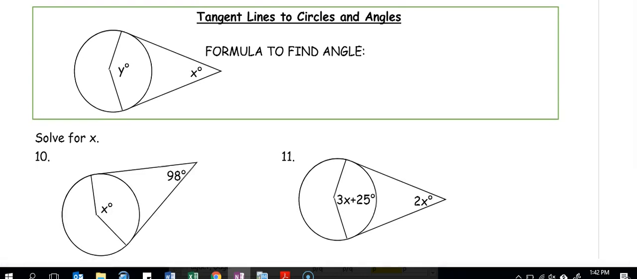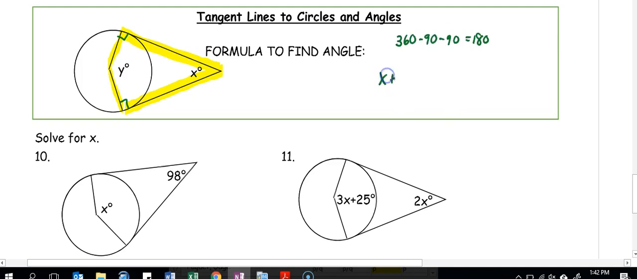Tangent lines and circles. So as we talked about earlier, a radius drawn to a tangent line creates a right angle. So in a four-sided figure, which is the quadrilateral here, we know that the angles are always going to add up to 360 degrees. So if we already have two right angles, we don't need to include those. So if we had 360 minus 90 degrees and minus 90 degrees, that leaves us with 180. So x plus y has to equal 180 degrees.